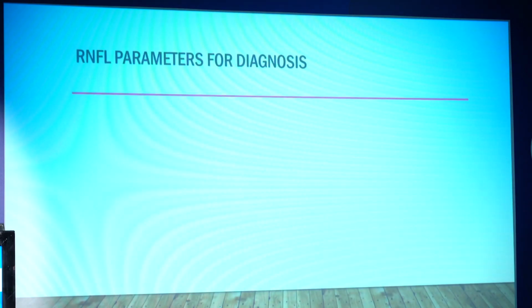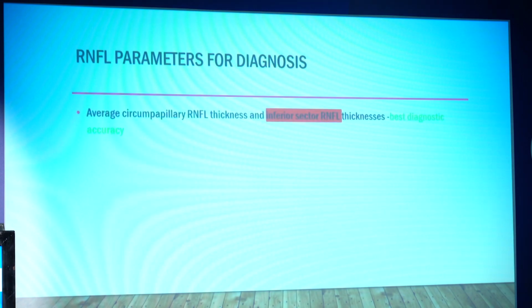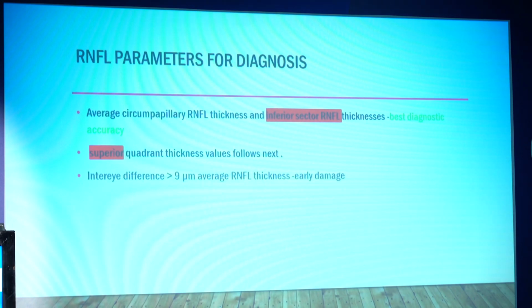So, what are the RNFL parameters for diagnosis? It is the average circumpapillary RNFL thickness and the inferior sector RNFL thickness, which has the best diagnostic accuracy. Next is the superior quadrant thickness values. And when we compare both the eyes, the inter-eye difference, if it's more than 9 micrometer, this also suggests an RNFL thinning and early damage.